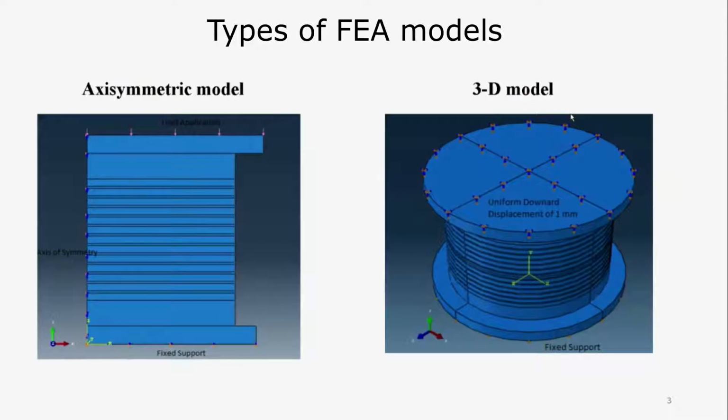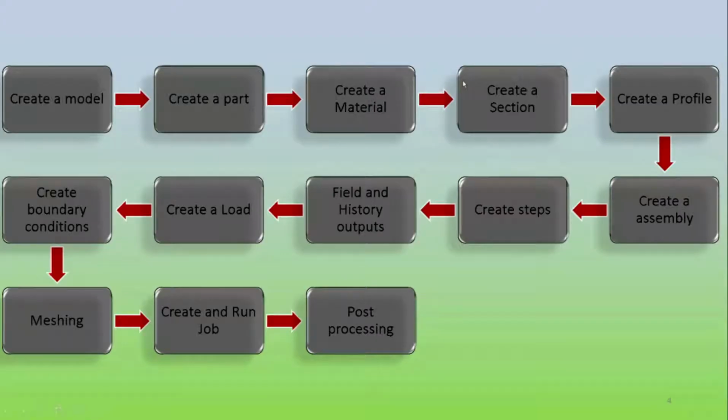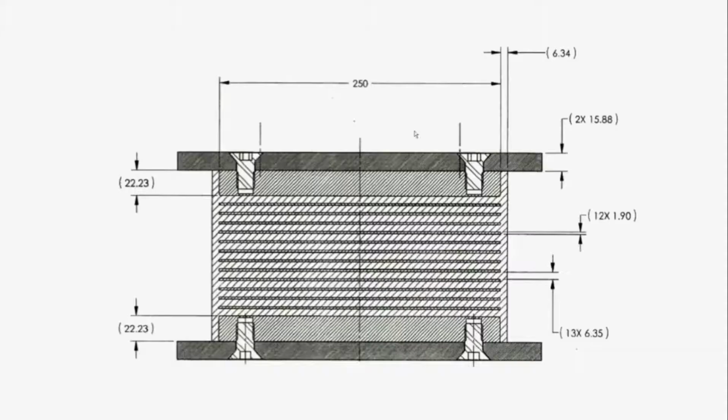Now, because of the geometry of elastomeric rubber bearing, it can be modeled into two types, that is the axisymmetric model and the three-dimensional model. Now let's see the modeling of elastomeric rubber bearing in finite element software Abaqus. So this is a typical example of a circular type of bearing, and this bearing we will be modeling in Abaqus.